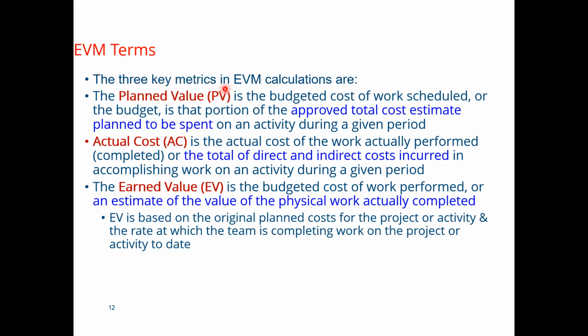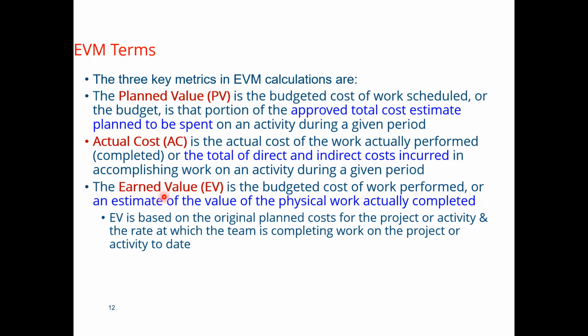So here you can see the three key metrics in EVM calculations. Planned value, short form PV, is the budgeted cost of work scheduled, or the budget, that portion of the approved total cost estimate planned to be spent on an activity during a given period. Second is the actual cost. It is the actual cost of the work actually performed and completed, or the total of direct and indirect costs incurred in accomplishing the work on an activity during a given period.